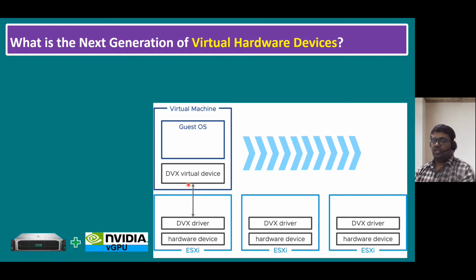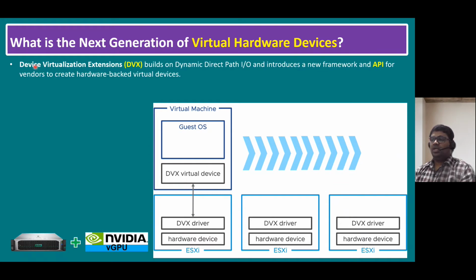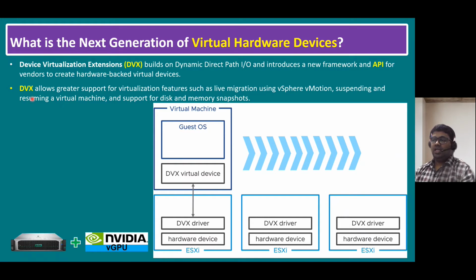So let me show you the description of the same points. Device virtualization extension, short form DVX. DVX builds on dynamic DirectPath I/O and introduces a new framework and API, the application programming interface, for vendors to create hardware-backed virtual devices. DVX allows greater support for virtualization features such as live migration using vSphere vMotion, suspending and resuming a virtual machine, and support for disk and memory snapshots.